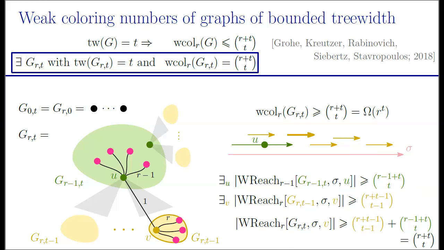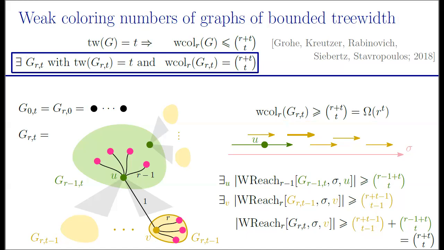So in some sense, maybe this is kind of a reverse engineering of the proof of the upper bound. It's not very hard. I skipped some details, but I believe everyone can fill them in if they want. So this is all for now I wanted to say about graphs of bounded treewidth.